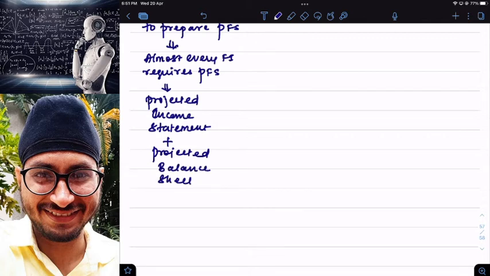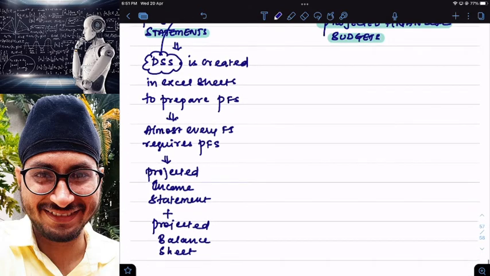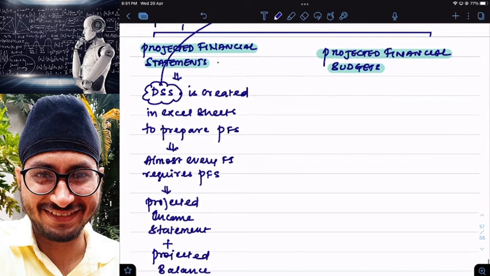Clear? I will prepare what, sir? Projected balance sheet and projected P&L account, that is, projected balance sheet and projected income statement. These two are mandatory. That is called projected financial statements. But why are projected financial statements required? To calculate financial ratios. Financial ratios means current ratio, liquid ratio, debt equity ratio, working capital ratio, all the ratios you have studied in your financial management.